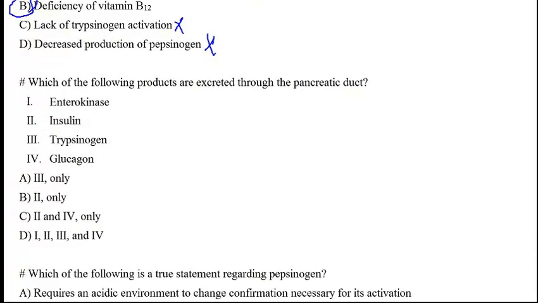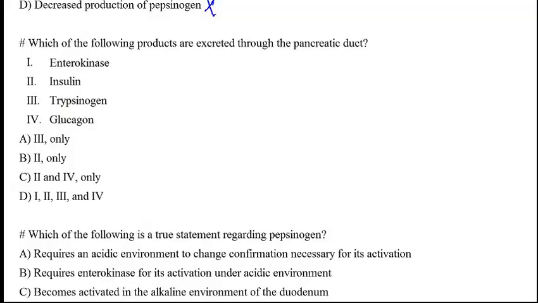Next question. Which of the following products are excreted through the pancreatic ducts? All right, so enterokinase, we just discussed, this is the enzyme that is found on the intestinal epithelium to help activate the trypsinogen and chymotrypsinogen. So this is not being secreted by the pancreas. Insulin is being secreted by the pancreas, but it's being released directly into the blood, not the pancreatic duct. So this is an incorrect answer too.